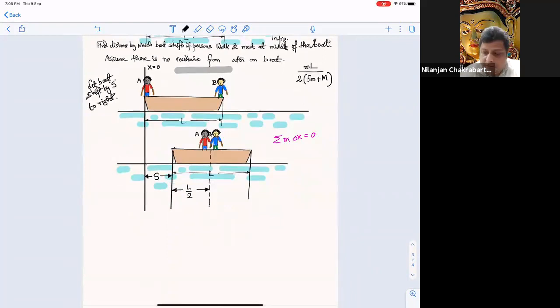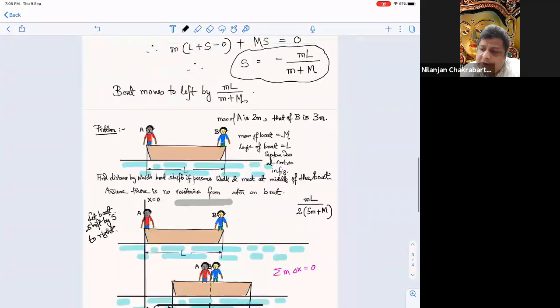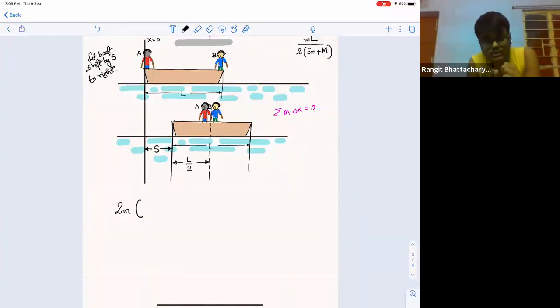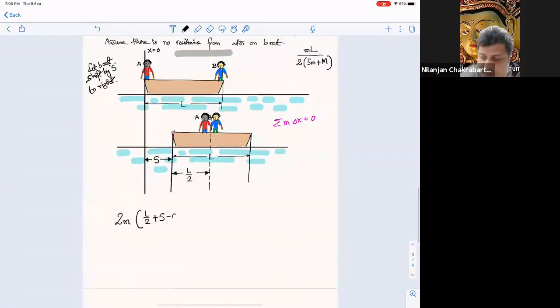Now I will start with A. What was the mass of this? 2m. Now 2m multiplied by what is the shift? I'll ask someone. Yes, Rangit. Sir, L by 2 plus x plus s. Earlier it was 0, okay, thank you. Plus 3m.